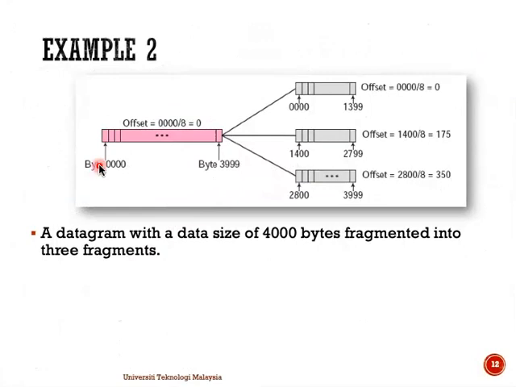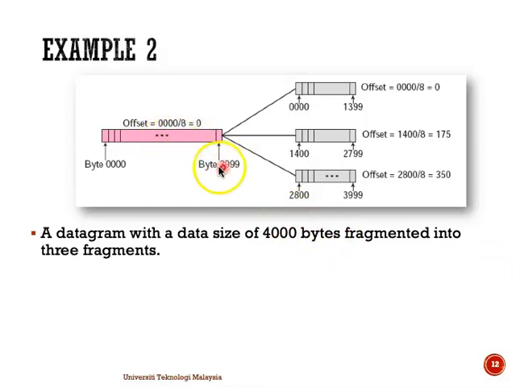In the next example, we have a datagram with a data size of 4000 bytes, which is fragmented into 3 different fragments. Now we are not talking about the header at all, so we assume that the data size is 4000 bytes without the header. The MTU here is not known, but the router wants to fragment this into 3 fragments. Remember that the value of the offset here is measured in units of 8 bytes.